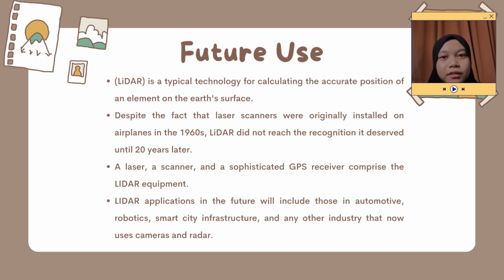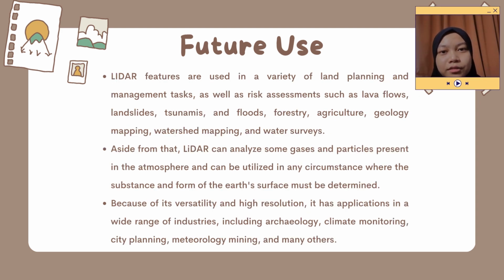I will talk about the future use of LiDAR. So LiDAR is a typical technology for calculating the accurate position of an element on the Earth's surface. LiDAR application in the future will include those in automotive, robotics, smart city infrastructure, and any other industry that now use camera and radar. LiDAR features are used in a variety of land planning and management tasks as well as risk assessments.